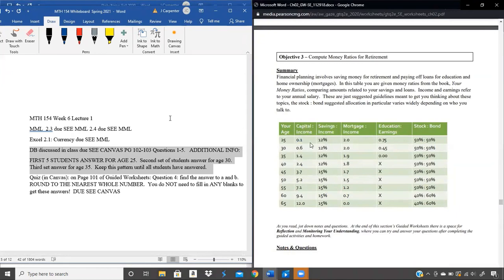So capital to income is 10%. What that means is, let's say you made $100,000 a year. If you made $100,000 a year at 25, first of all, kudos. Second of all, it means that your capital, the amount of money you have set aside, should be 10% of that, which is $10,000. If you made $20,000 that year, that means you should have $2,000 set aside in the bank somewhere. Now these numbers get bigger and bigger as you get older and older, eventually to 12 when you're 65.